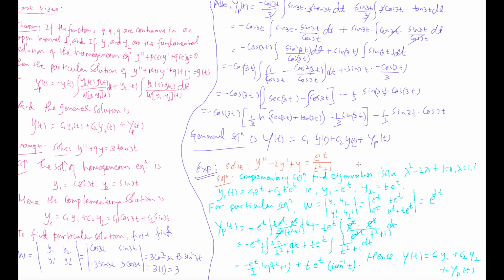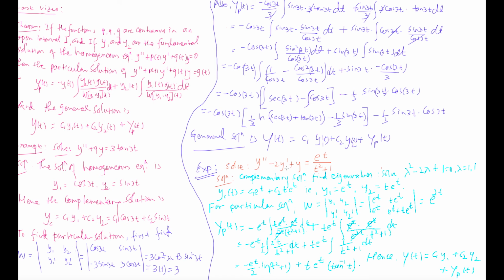Alright guys, let us do another example, that is y double prime minus 2y prime plus y equals e to the t over t squared plus 1. So this is the non-homogeneous part, right? So to solve this equation, first of all we need to find out the complementary solution, meaning the solution of the homogeneous equation, right? Meaning you set that equal to 0 and then solve this one only.